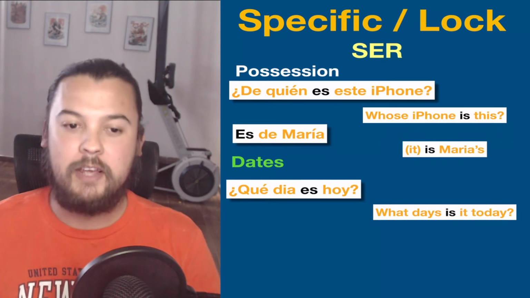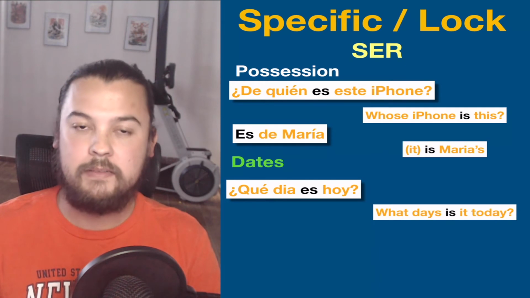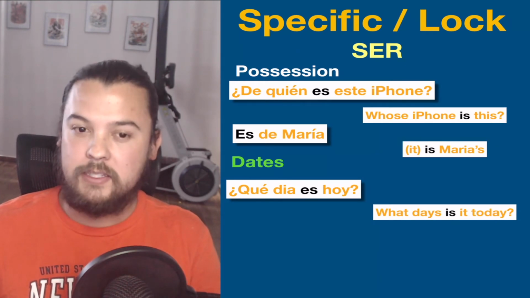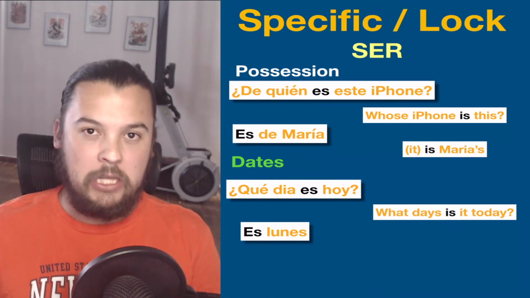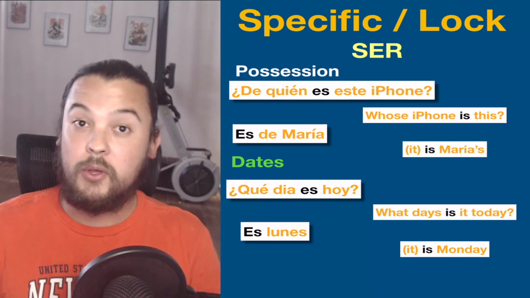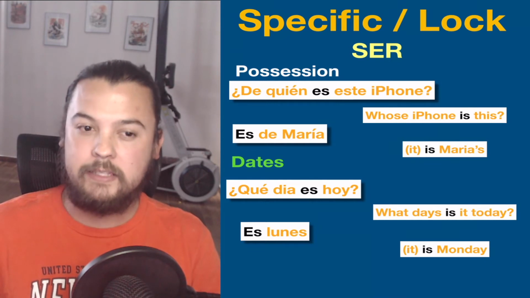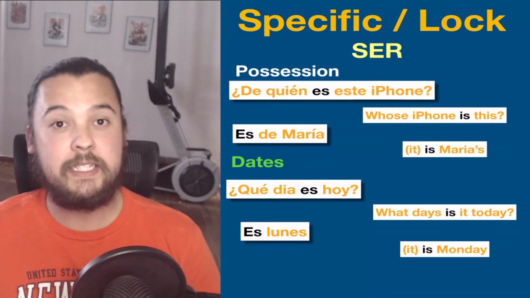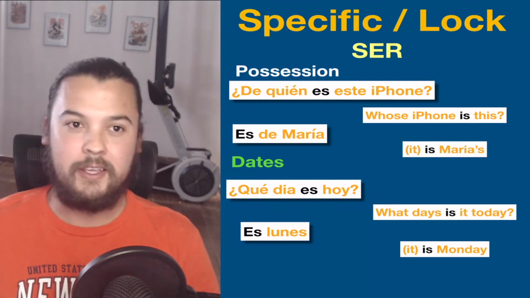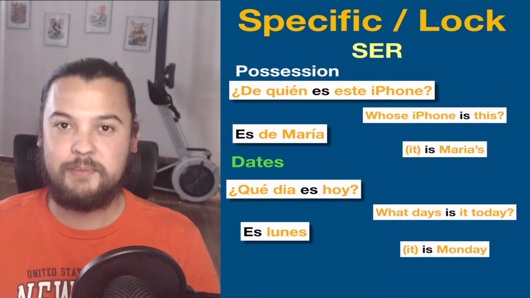There is a typo. It should have been what day, not what days is it today. So, ¿qué día es hoy? What day is it today? Es lunes. It is Monday. So, when you reply to the question, ¿qué día es hoy? You have to use the verb ser. Es lunes. Literally, today is Monday. So, this example fits perfectly.